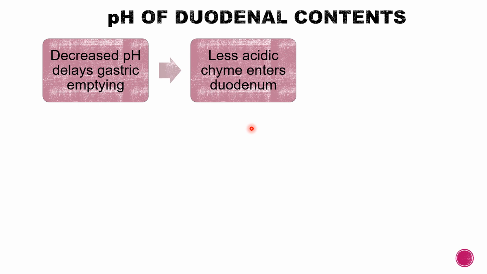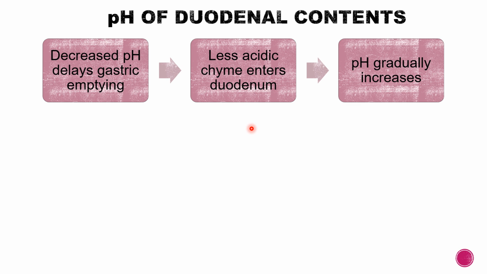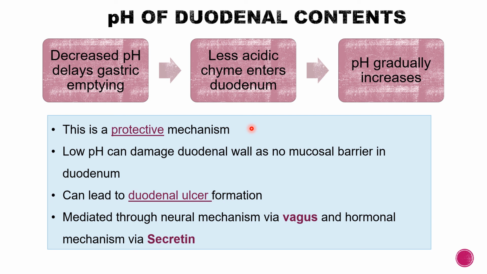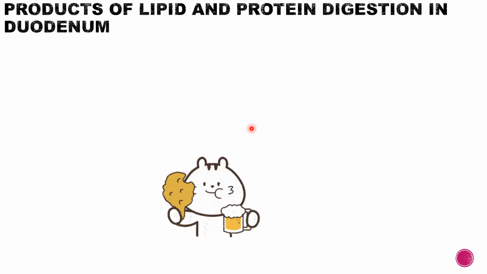As a result of delay, less acidic chyme enters the duodenum and pH gradually increases. This is basically a protective mechanism because the duodenum does not have the mucosal barrier. And as a result, if more acidic contents enter the duodenum, it will be damaged and you will have duodenal ulcer. Okay. This is basically mediated via vagus and secretin.